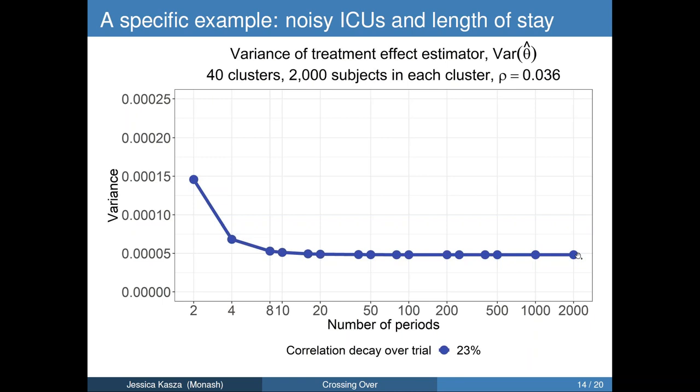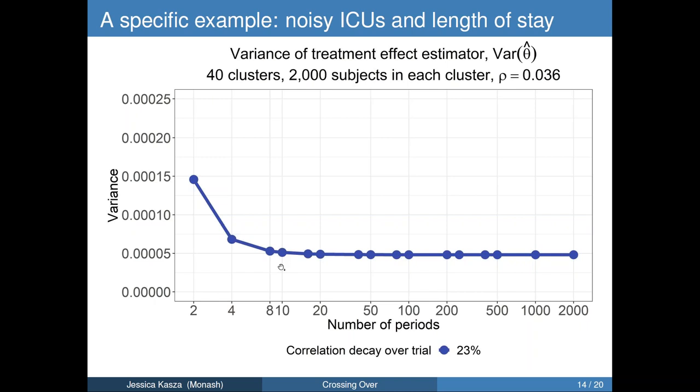And even though this 2000 period design, where we cross over after each patient, is the most efficient, we can see that we're really not gaining heaps of efficiency when we increase past even eight periods. So even though the 2000 period design is the best, it's really not that much better than an eight period design.